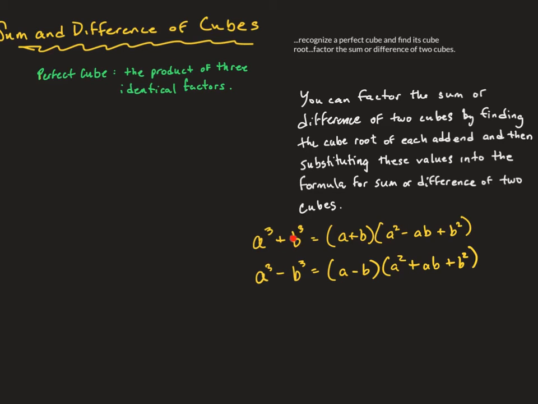So when I have the sum, I have the sum, difference, sum. When I have a difference, I have the difference, sum, sum. So just filling in the blank and doing a little bit of multiplying and using your exponent rules will get you a long way.